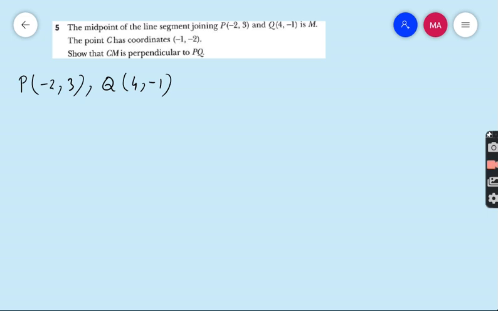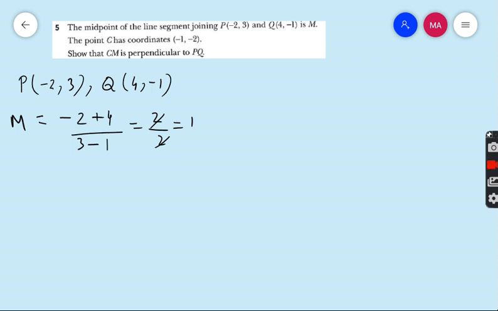So how to find the midpoint? You know, a very easy formula: x1 plus x2 upon 2, y1 plus y2 upon 2. y2 is a minus, so it will be minus 1. 4 minus 2 is 2, and 3 minus 1 is 2. 2 cancel by 2, that is 1. So the midpoint of the line segment PQ is M, which is 1, 1.